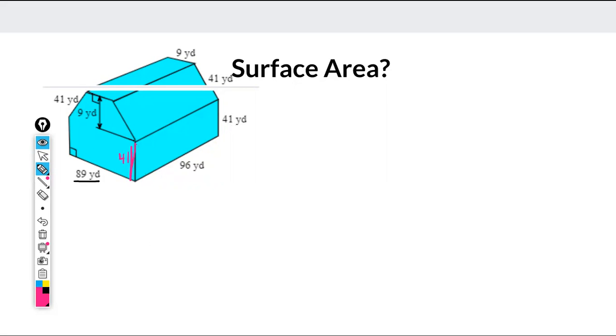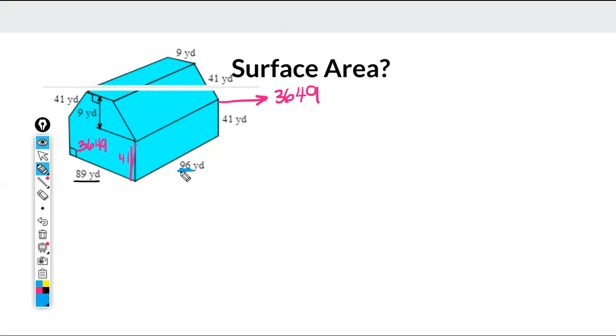So we're going to go 89 times 41, and we get 3,649. That's going to be the area of the front. And since it's parallel to the back there, the back would also be 3,649. So now let's do this side here.